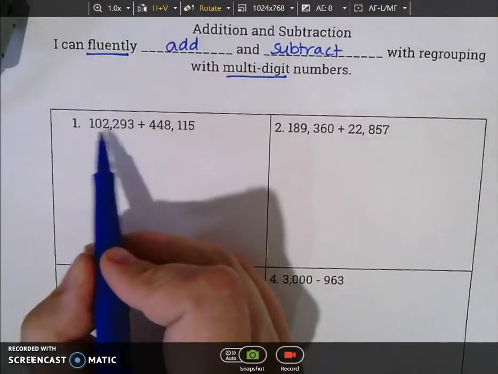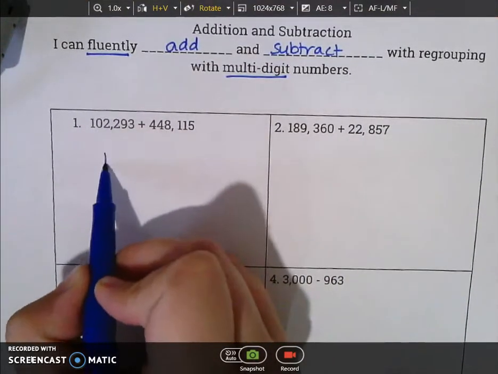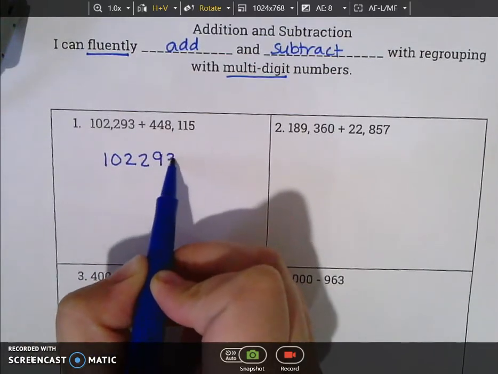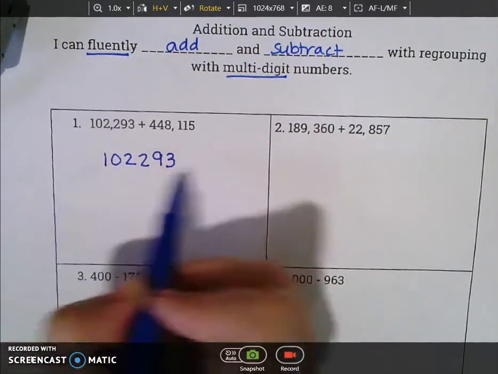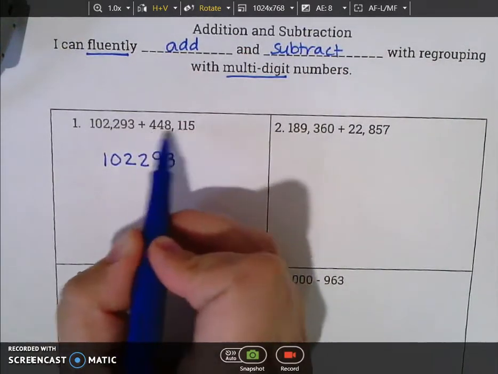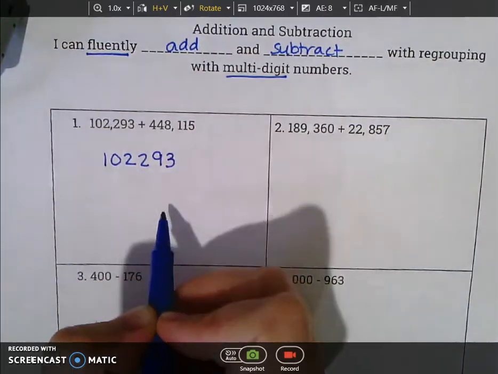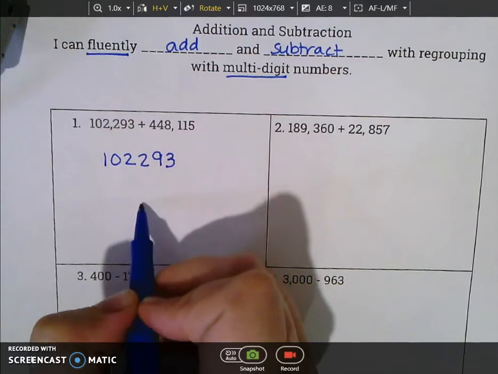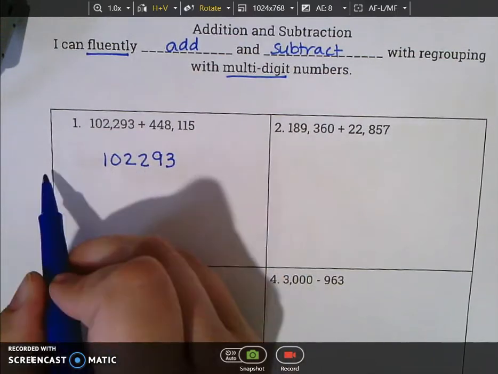So number one, we're going to do some addition. So I'm going to take my first number here. I don't like to write the commas when I'm adding because sometimes I get confused that it's a 1, so I leave that comma out. Now, I have to be really careful when I put this next number down. I've got to line up the place values. The ones are under each other, the tens, the hundreds, the thousands, so on and so forth.